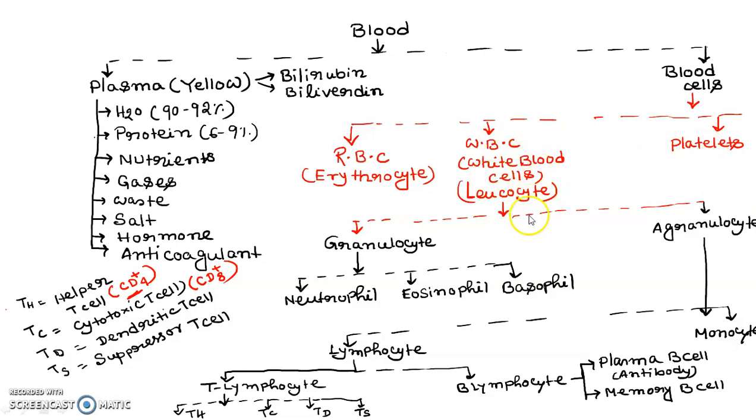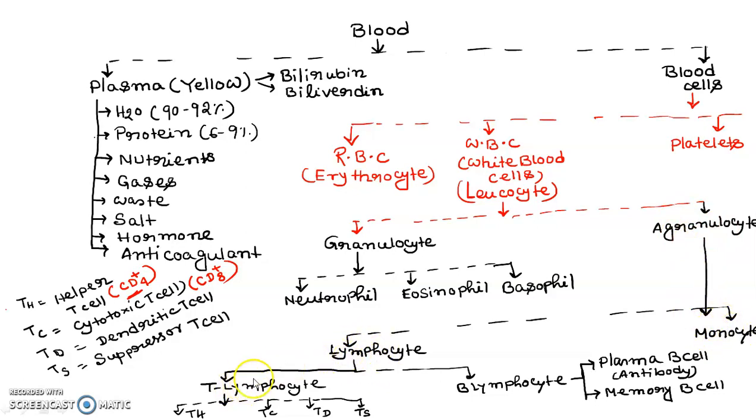Now in WBC or leukocytes, two types of leukocytes are there. One is called granulocytes, and the other is agranulocytes. Granulocytes have granules, which you can see under the microscope. Neutrophil, eosinophil, and basophil belong to granulocytes. The agranulocytes are monocytes and lymphocytes.